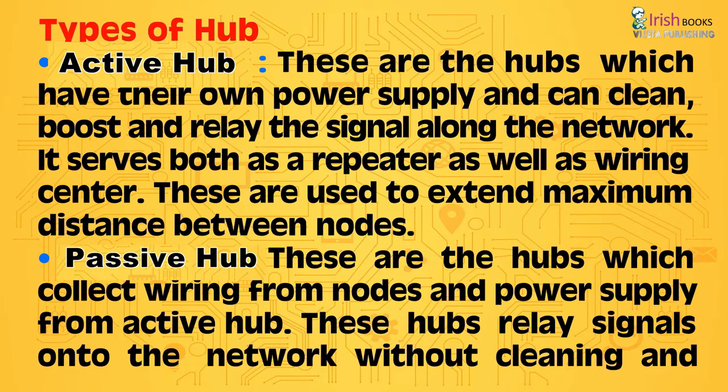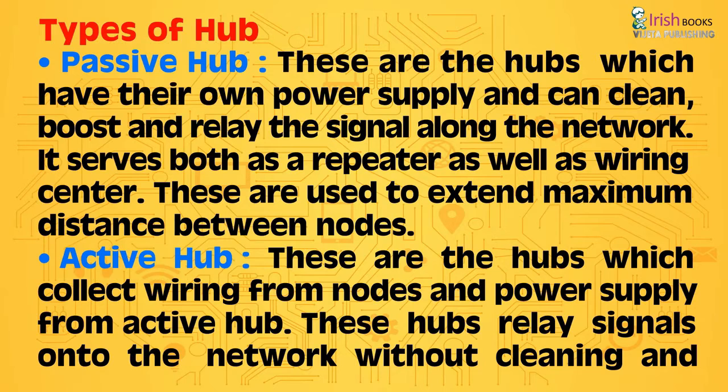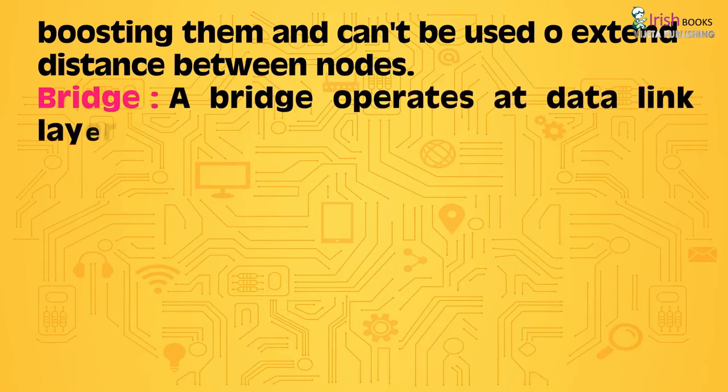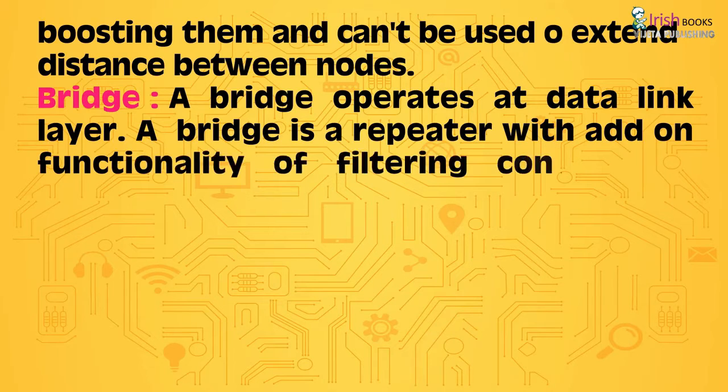Passive hub: these are the hubs which collect wiring from nodes and power supply from an active hub. These hubs relay signals onto the network without cleaning and boosting them and can't be used to extend distance between nodes. Bridge: a bridge operates at the data link layer.